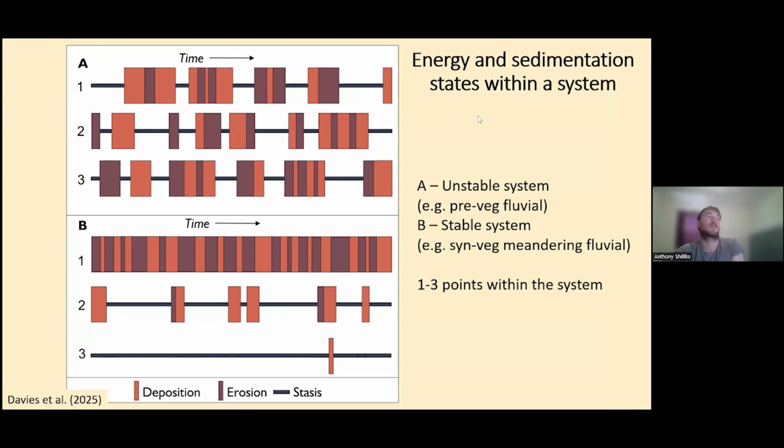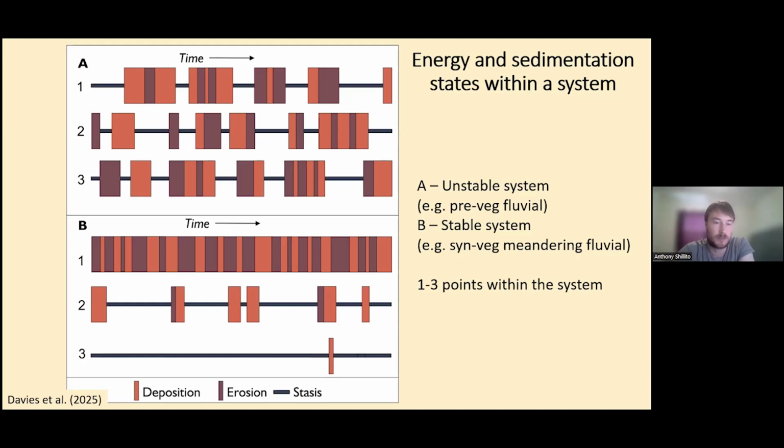And considering now just another plot that illustrates how that varies within a system, so A versus B here. A is representing an unstable system, such as a pre-vegetated fluvial system, where at 3 different points within the system, you're not seeing much variation. We're seeing lots of switching between deposition and erosion and stasis, but there's not a clear difference between any of these points because our channels are migrating all over the place. We're getting deposition, erosion, and stasis everywhere.